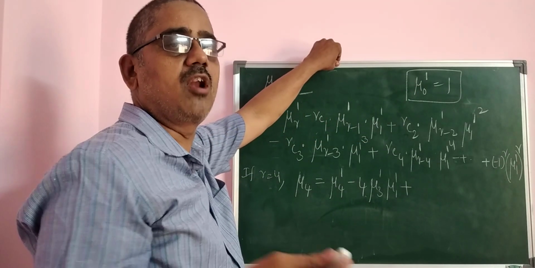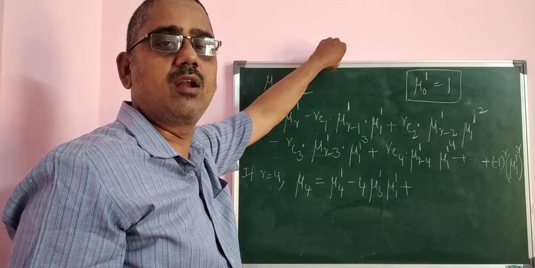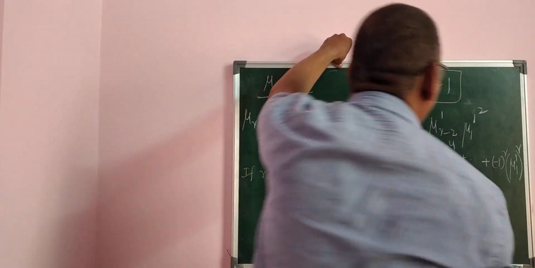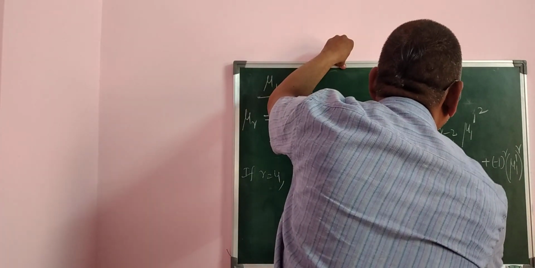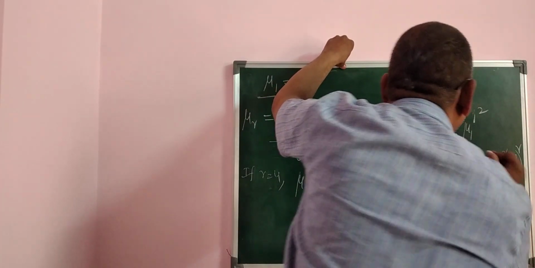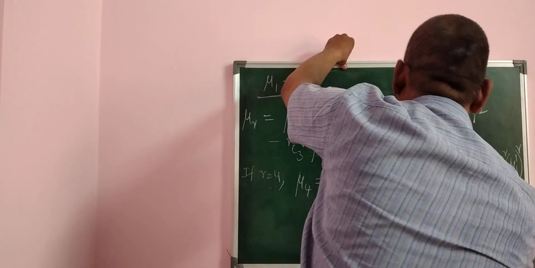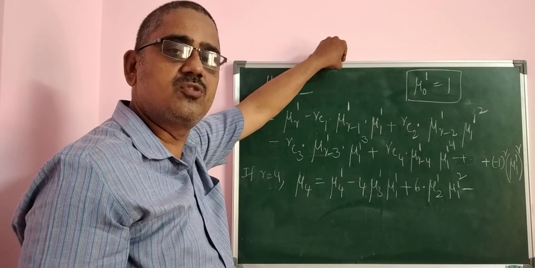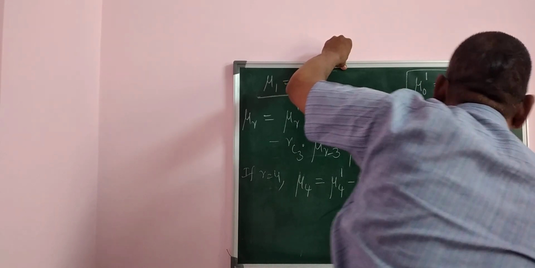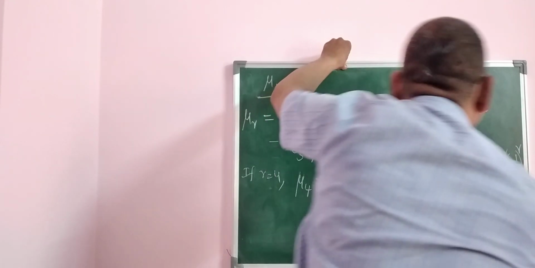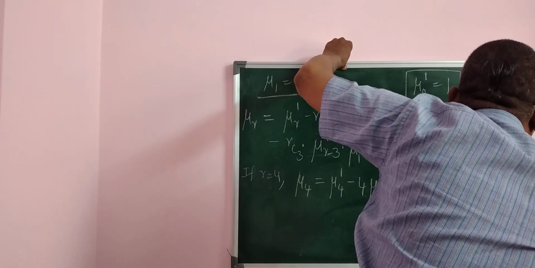The nCr formula is n factorial by n minus r factorial into r factorial. So you calculate the formula, and you will get 6. 6 multiplied by mu 4 minus 2, that is mu 2 dash mu 1 dash whole square. Two more terms, minus 4c3. 4c3 value is 4. So 4 multiplied by mu 4 minus 3 dash, mu 1 dash into mu 1 dash cube.